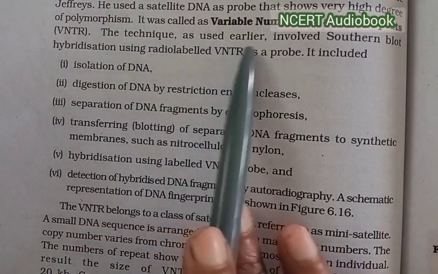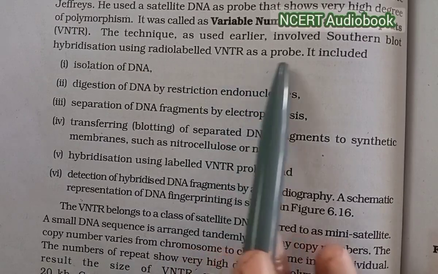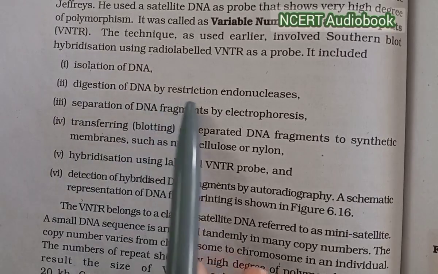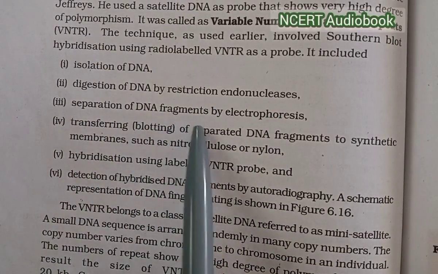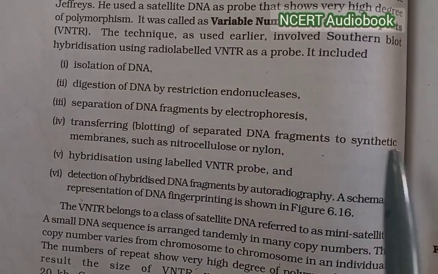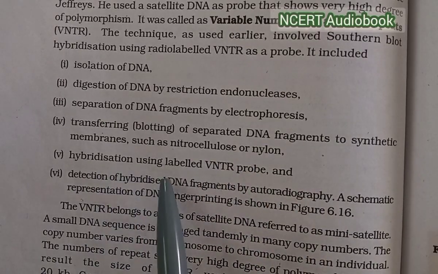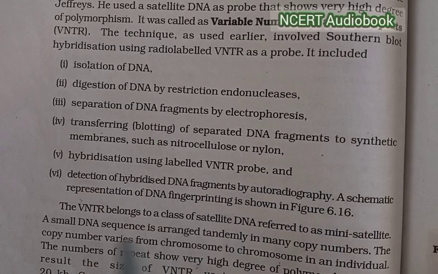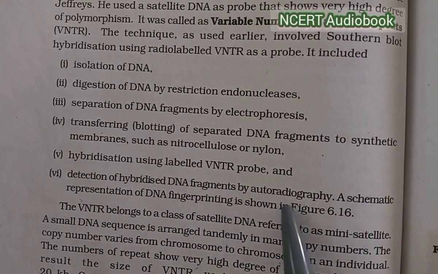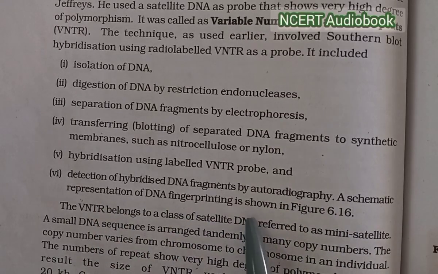The technique earlier involved Southern blot hybridization using radiolabeled VNTR as a probe. It includes isolation of DNA, digestion of the DNA by restriction endonuclease, separation of the DNA fragments by electrophoresis, transferring of the separated DNA fragments to a synthetic membrane such as nitrocellulose or nylon, hybridization using the labeled VNTR probe, and detection of the hybrids of the DNA fragments by autoradiography. A schematic representation of DNA fingerprinting is shown.